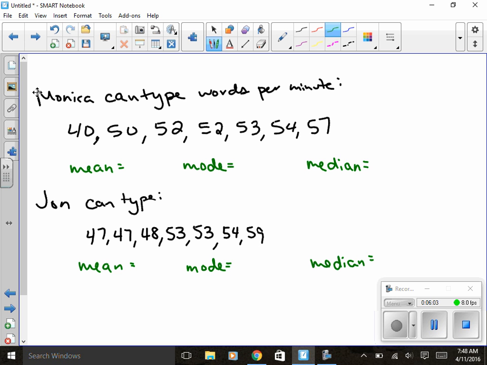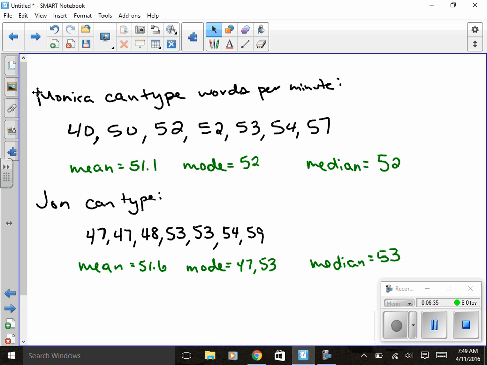And the great thing is I've already entered it into the calculator. So Monica's mean is 51.1. Her mode here is 52. And her median is 52. Now John, on the other hand, has a mean of 51.6, a mode of 47 and 53, and then has a median of 53. So in this case, it actually does work out that John's mean, mode, and median are all higher than Monica's. So we can say that John can type faster.